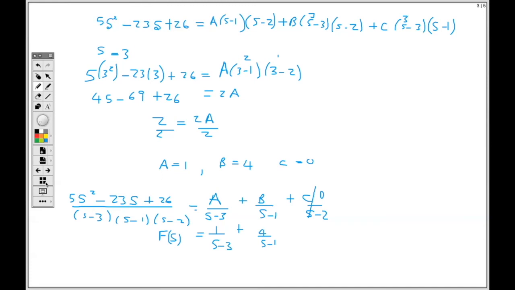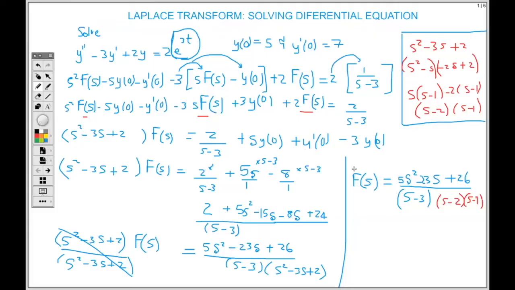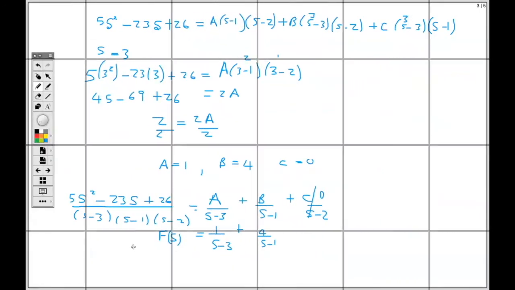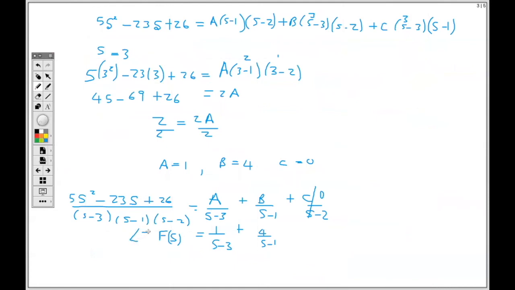So now we have to find the inverse. Just a reminder that this is coming from this function. So basically, I rewrite this F of s equal. Now I'll split this into two parts, two fractions, and we can go ahead and find the inverse of this. So now I'm going to find the inverse Laplace transform of the left hand side and the right hand side. So finding the inverse, it will be in terms of t.